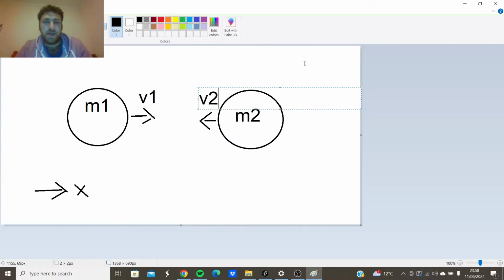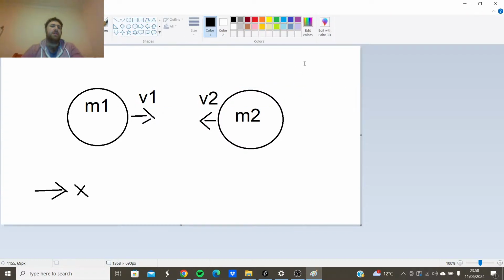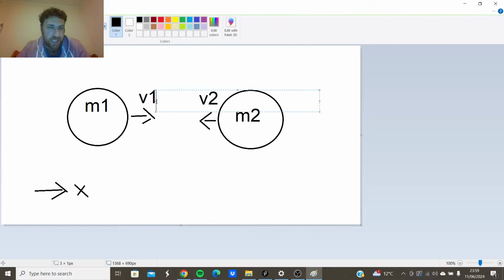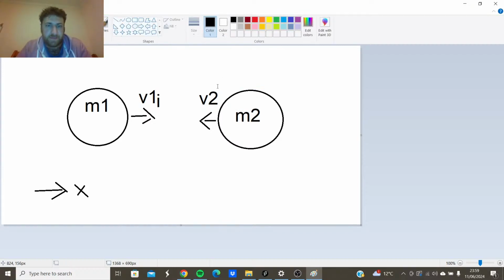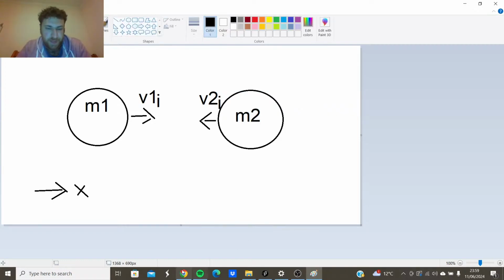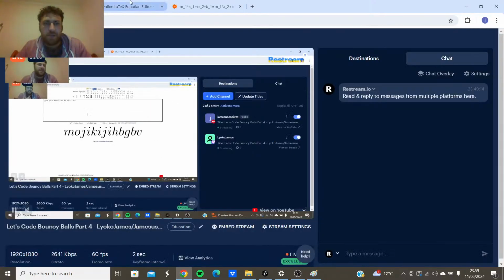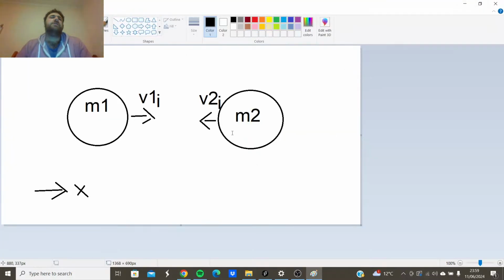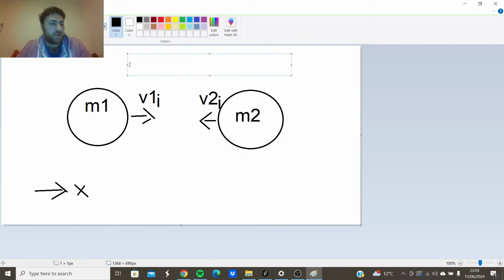After the collision, they will have the same mass but different velocities. So we will label the initial velocity as velocity 1i, and the initial velocity of the second one as velocity 2i. Okay, cool. For a completely elastic collision, we want no energy loss and no momentum loss, obviously.